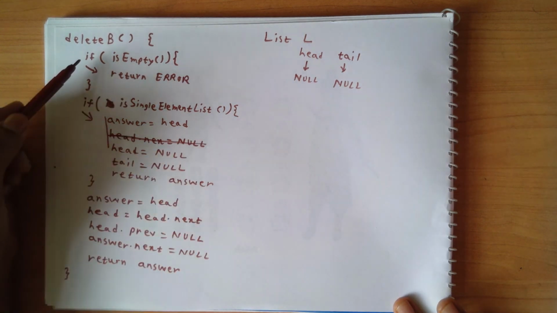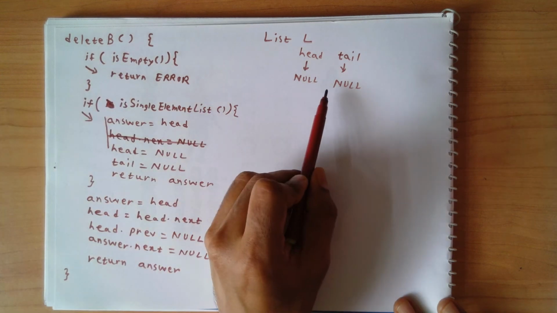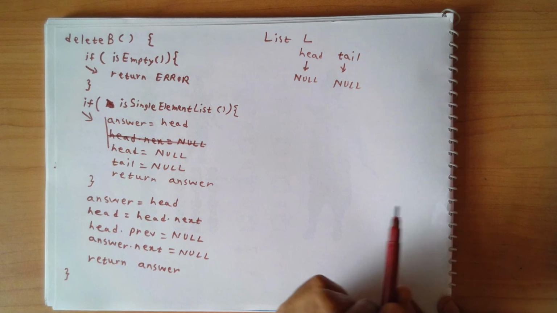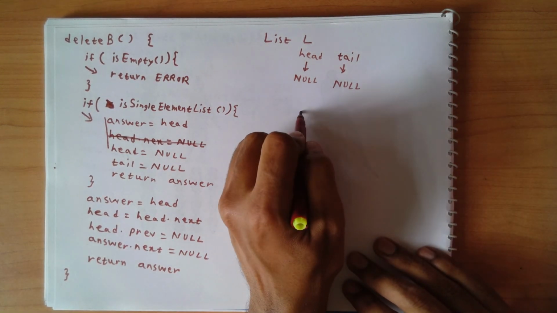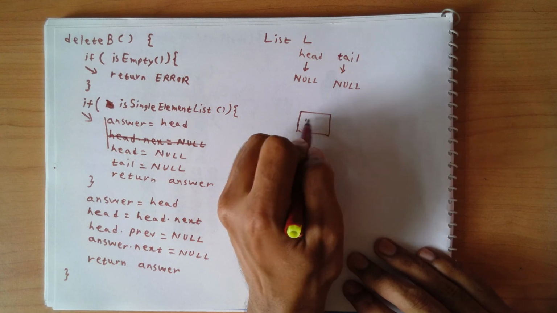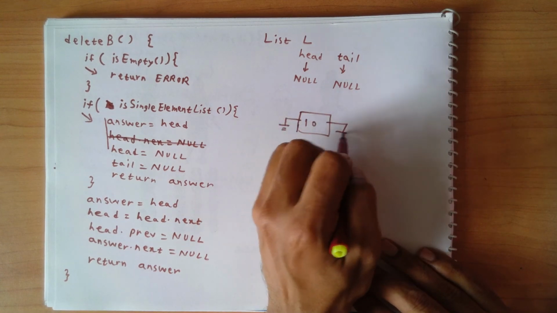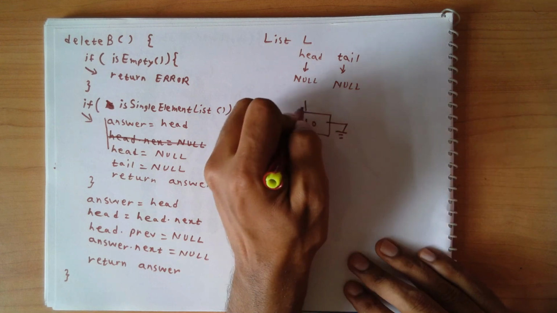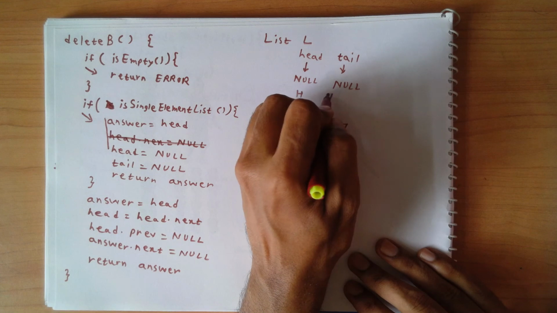Okay, this is going to be true and we are going to return error because if the list is empty you cannot delete from the beginning of the list. Okay, now let's have a list with a single element. So let's say I have a node with value 10. Its previous will be null, its next will be null, and that's where the head will point, and that's also where the tail will point.